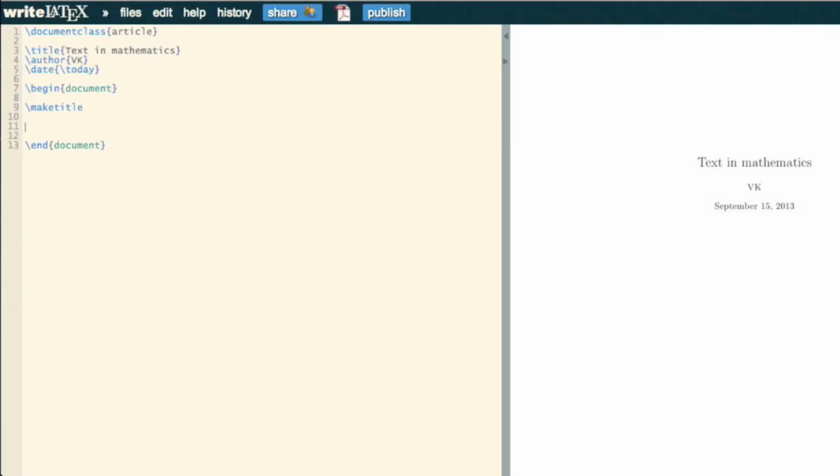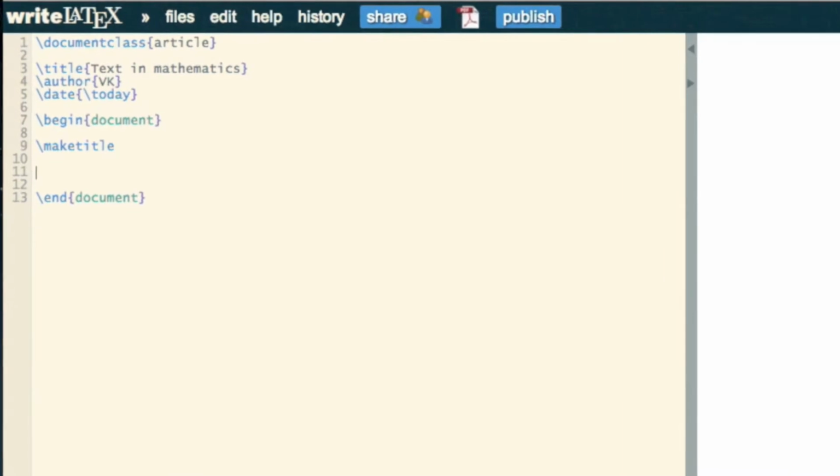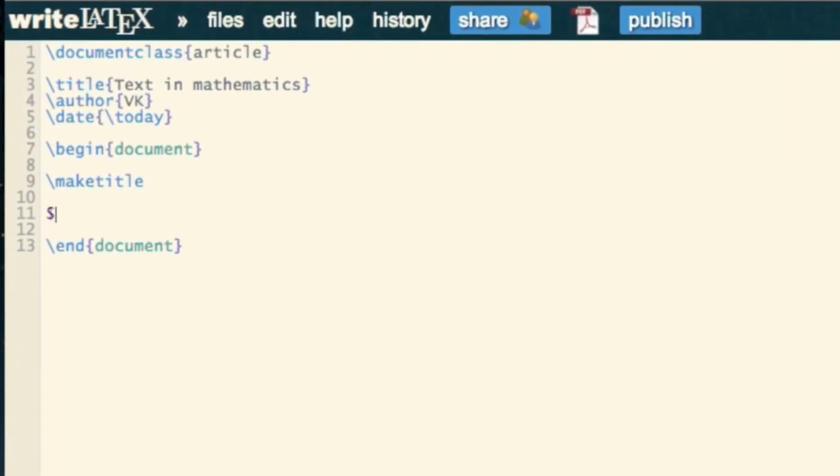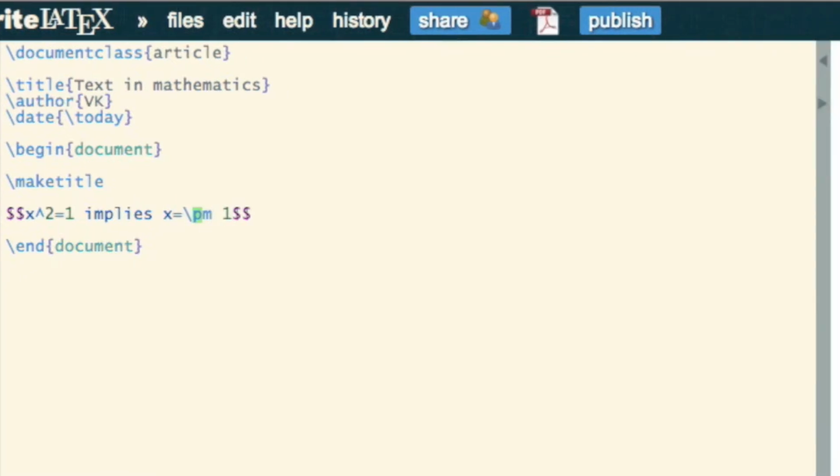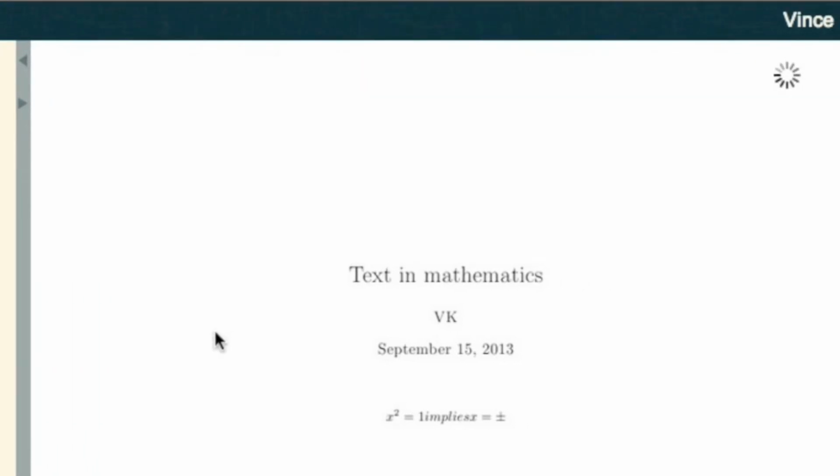We have seen how to include mathematics within text, but there will be times when we want to include text within mathematics. So for example, if I wrote x squared equals 1, and then I wrote implies x equals \pm 1, that's just the LaTeX symbol for plus or minus. We see that it's written "implies" all as one thing, and that's because it thinks I'm multiplying i by m by p by l by i by e by s. So that's not quite what we want.